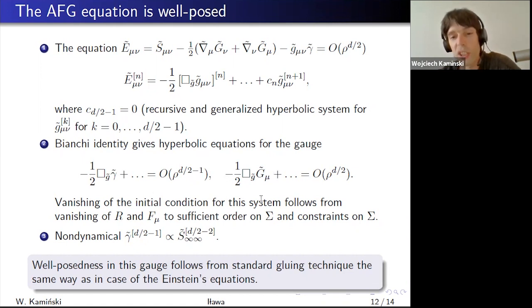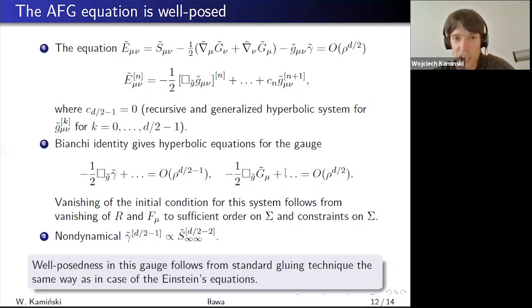And it turned out that the initial conditions vanish if the constraints are satisfied, and if R and F mu, so these properties of being in this Anderson gauge, the vanishing of the Ricci scalar and the harmonicity of the coordinates, vanish to sufficiently high order. Because it's not enough that they vanish to first order, like in the case of the Einstein equations. They need to vanish to very high order because we have high order of the metric even at the initial surface.